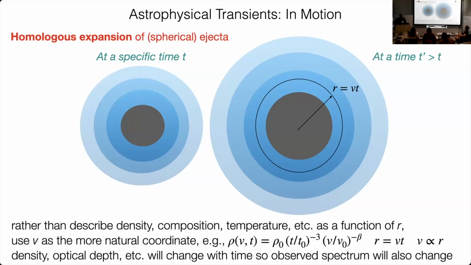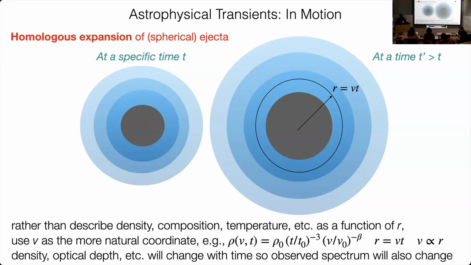Okay. So rather than write rho of R, because the density at any place will keep changing because it's different material at that place. At some fixed R, there will be different material there over time. It's much more natural to use V as your radial coordinate. Okay, and so then basically your composition is going to stay the same, because all the elements that were traveling with that speed, that's just going to stay the same throughout.